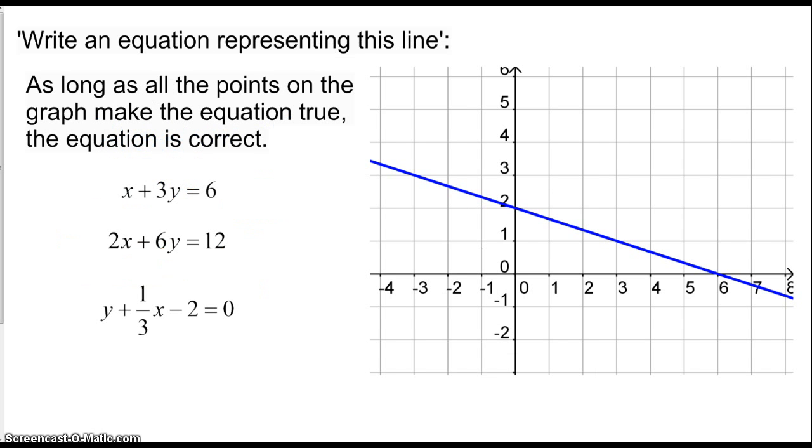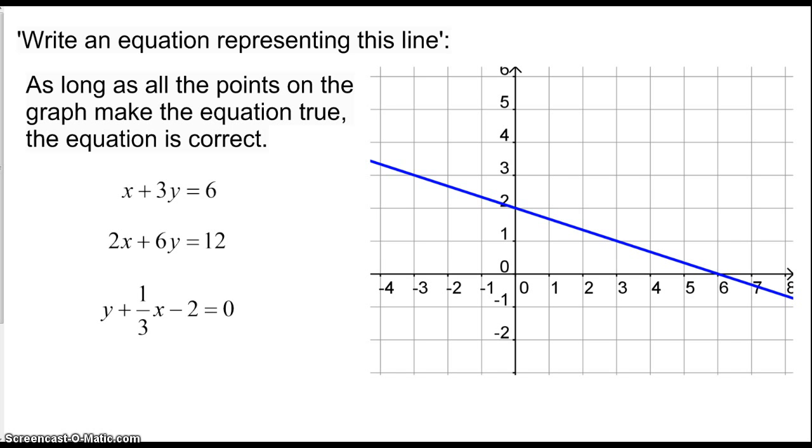All right. So when we say write an equation representing this line, as long as all the points on the graph make the equation true, the equation's correct. So there are many different equations. There's actually an infinite number of equations that can be written that represent that line. Here's just 3 of them right here. They were found by doing various kinds of manipulation on that first equation.